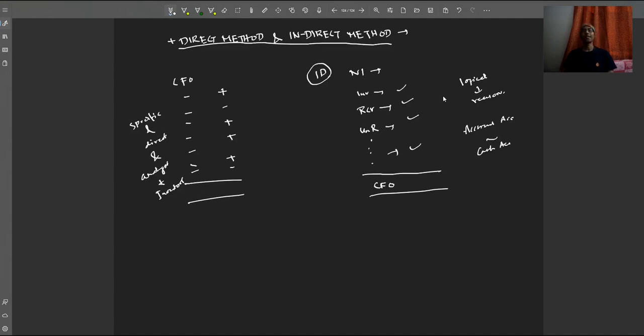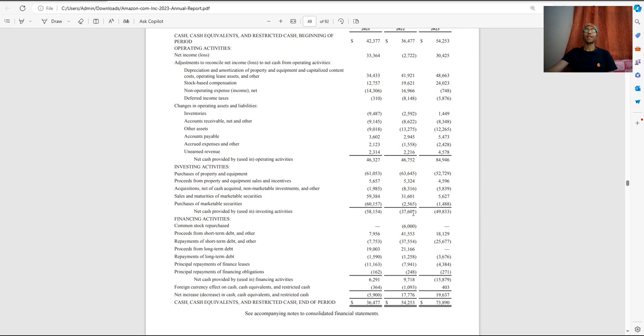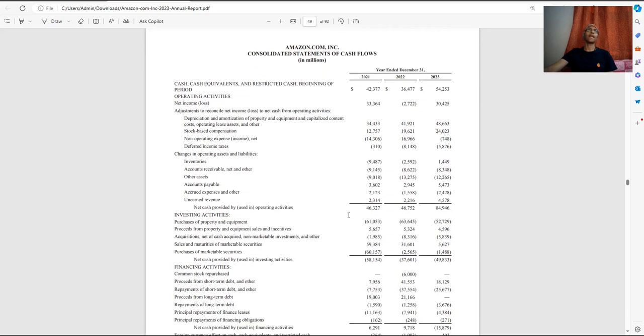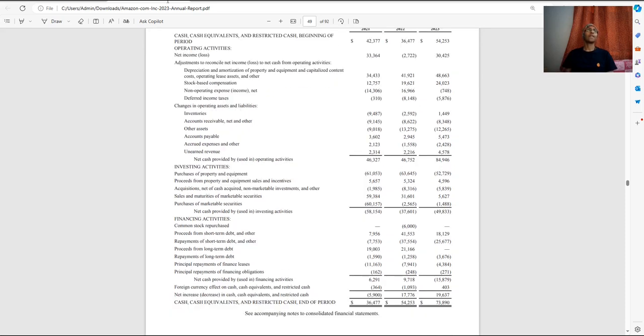Now we will try to understand both the cases, friends. So friends, here I have the cash flow statement for Amazon Inc. We have started with net income here, right?